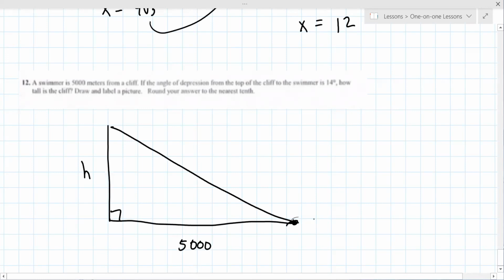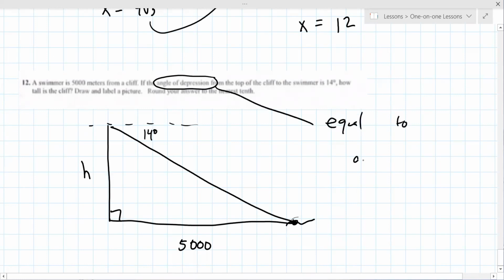So here's your swimmer. The angle of depression, this is important here. It's this angle right here. It's 14 degrees. The angle of depression is always equal to the angle of elevation, which happens to be right here. These are always the same. So we want to find the height relative to this angle, and we've got 3 options.